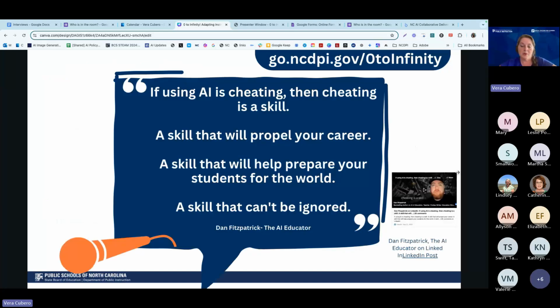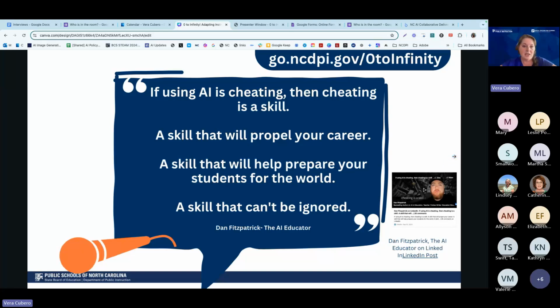And this is one more quote I wanted to share about cheating from Dan Fitzpatrick, who is the AI educator. He said that if using AI is cheating, then cheating is a skill. That's a different way of thinking about it than a lot of our educators are thinking about it. But we need to shift those mindsets, because it really is a skill that will help them propel their careers and prepare them for the future. And it's a skill we really can't ignore. And if it's cheating, I'd have to say I've done an awful lot of cheating the last few months, and I would say many on the call have as well.